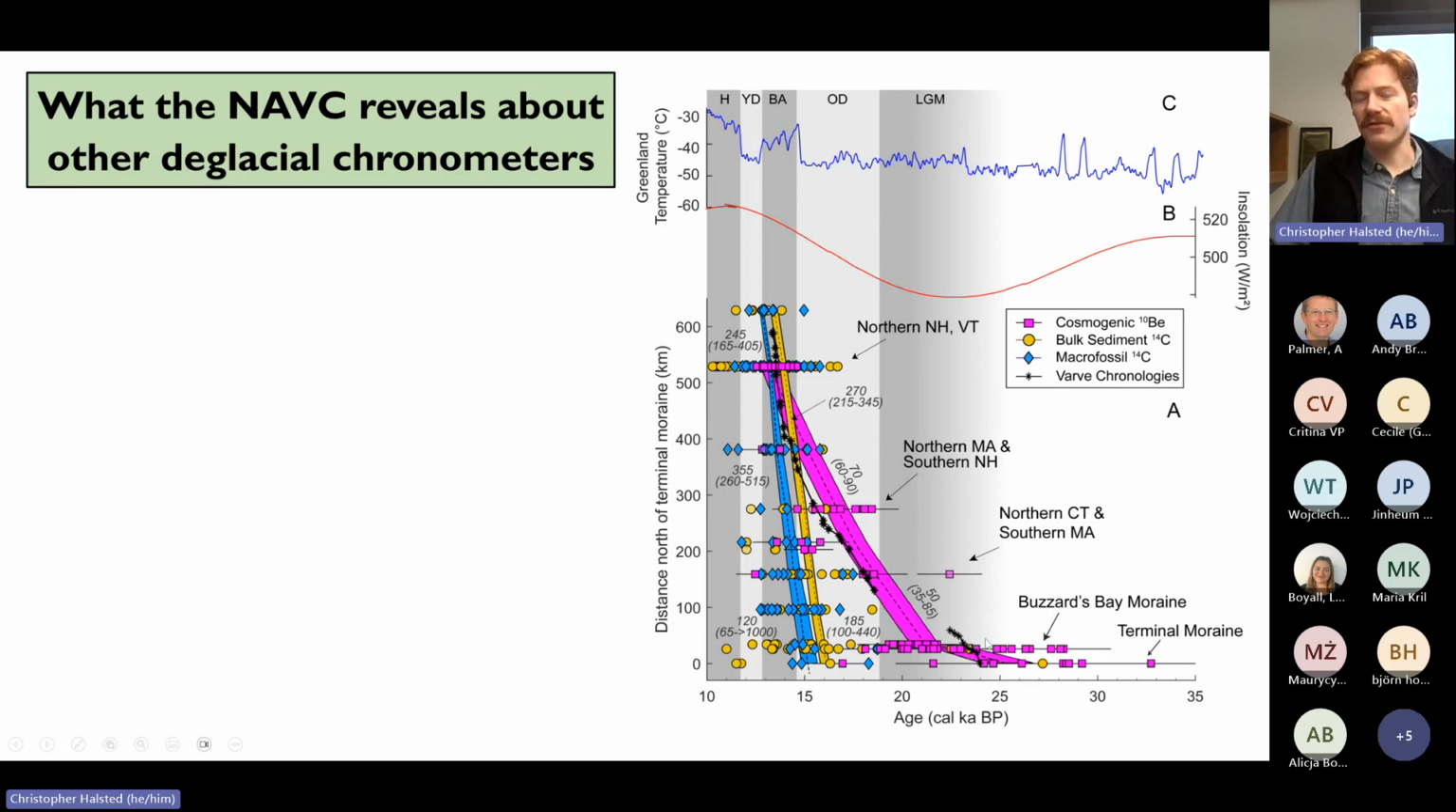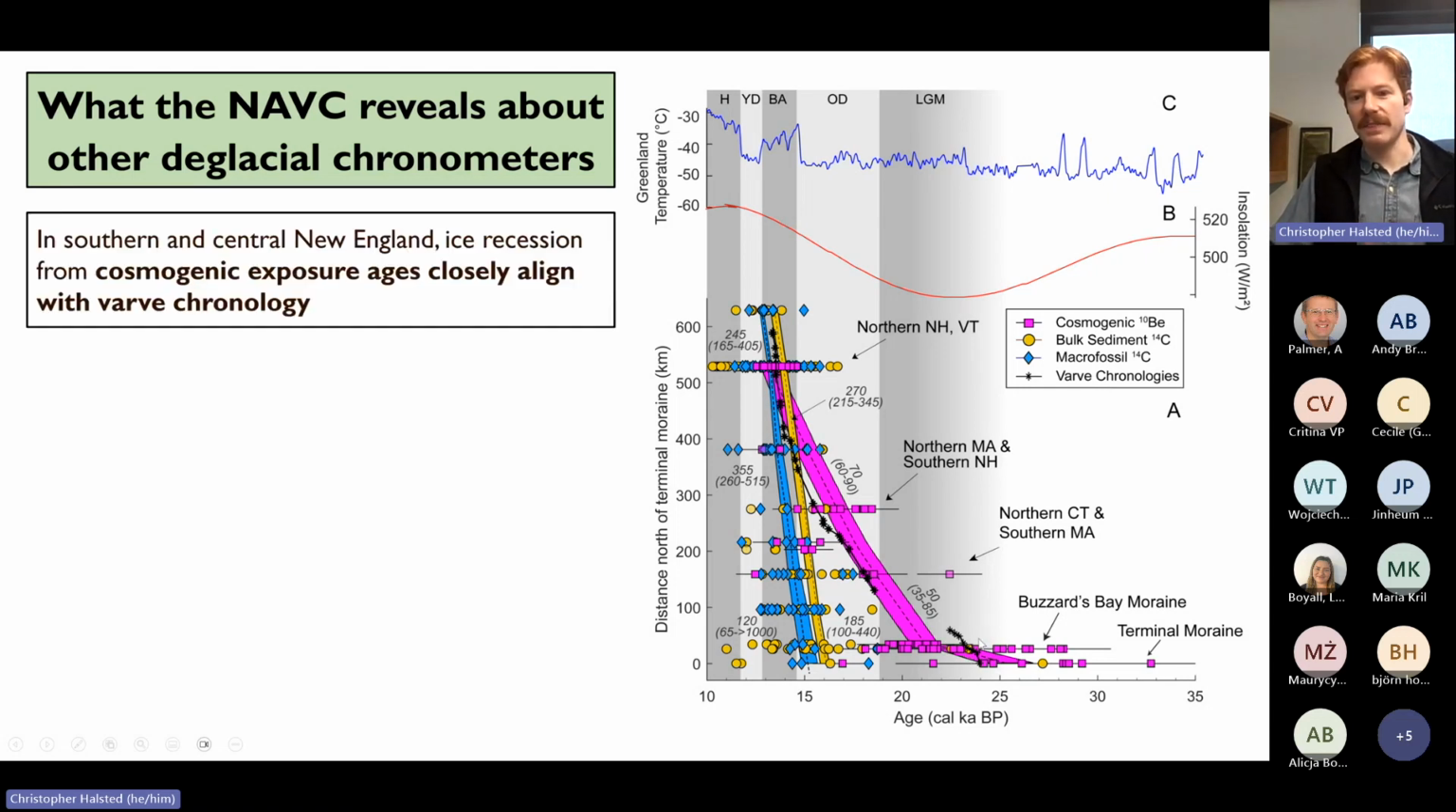And you can start to observe a few things when you look at this modeling. You can see, first of all, that in south and central New England, which is this area of the graph down here, we have the pattern of ice recession matching more closely between Varves and cosmogenic nuclides. And that's not even looking at the dates, that's just looking at the pattern and pacing. It looks like the pacing of ice recession according to cosmogenic nuclides is very similar to that implied by Varves. The cosmogenic nuclide modeling doesn't capture all the variability in pacing that Varves do, but overall the pattern is similar.